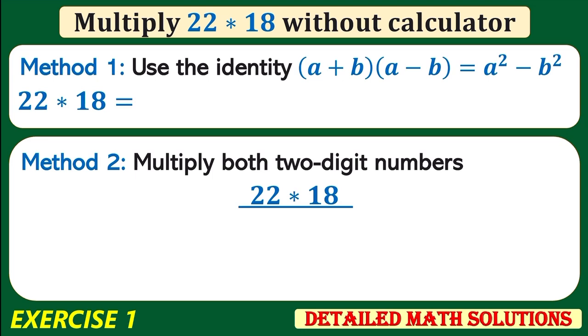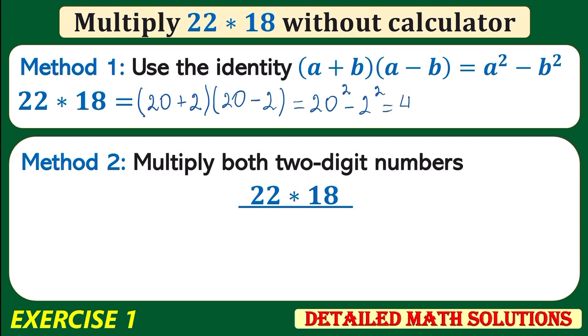To solve this exercise with the first method, I'm going to use the identity a plus b in parentheses multiplied by a minus b in parentheses equals to a squared minus b squared. In other words, I need to write the number 22 as a sum of two numbers, and I need to write the number 18 as a difference of the same two numbers. When I do that, this equals to 20 plus 2 in parentheses multiplied by 20 minus 2. When I apply the identity, this equals to 20 squared minus 2 squared, which equals to 400 minus 4, or this gives 396.